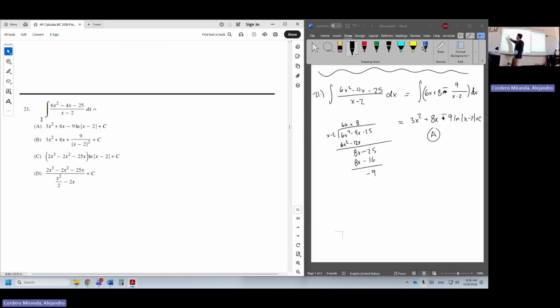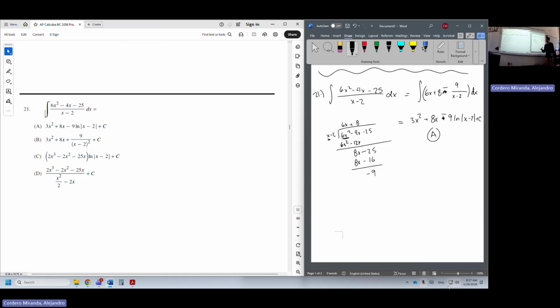So usually, if it's a whole big polynomial over a whole big polynomial with a smaller degree on the bottom, you have to do long division. Long division is the one where you look at the leading term of the numerator and denominator, and you say, what do I need to multiply by? So for the 6x squared, you need to multiply by 6x. You multiply the denominator by that, you get 6x squared minus 12x. You subtract, and then you repeat.